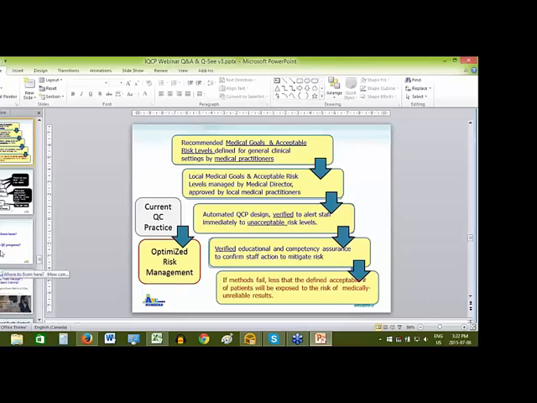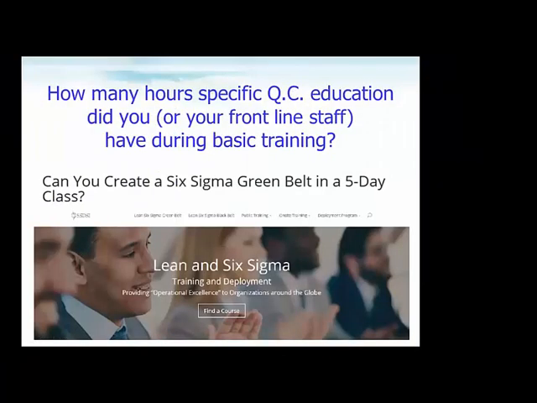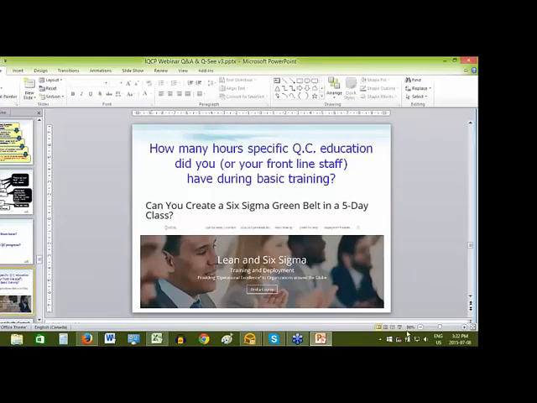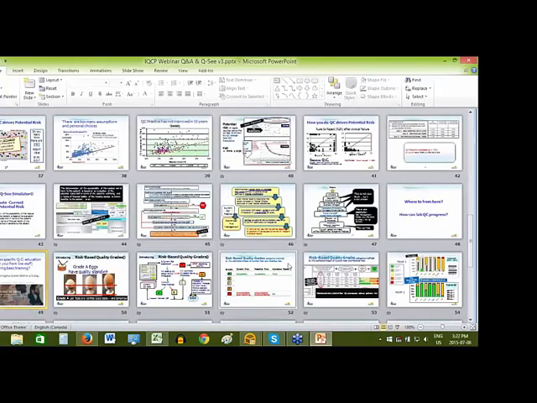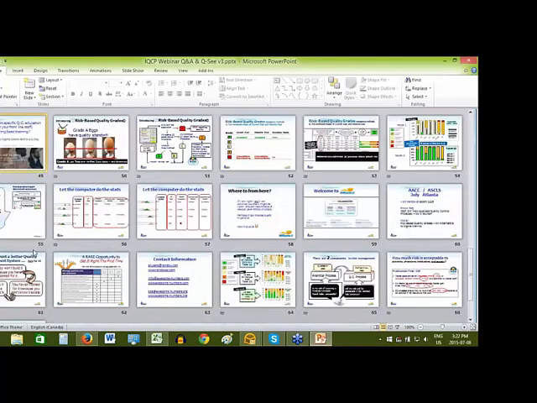That is possible. How many specific hours of QC education did you or your frontline staff have during your basic training? I saw this on LinkedIn just yesterday, I think. Can you create a Six Sigma Green Belt in a 5-day class? I've asked this at different workshops and people have said, 5 to 10 hours to virtually none. If we can teach this process more simply, I believe we could really make a difference.